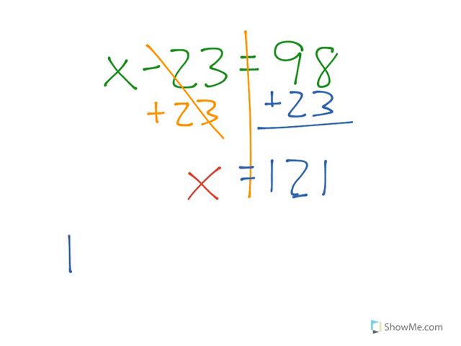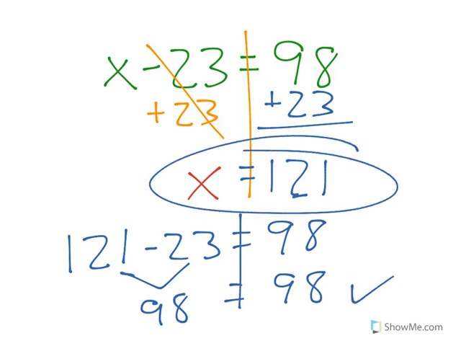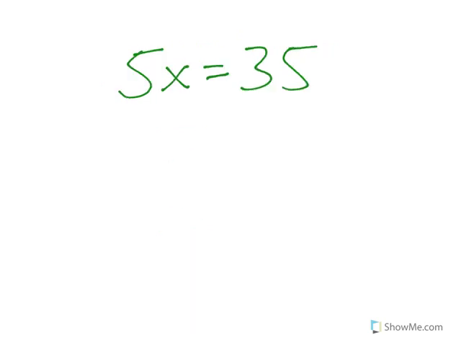Alright, and then I want to go back and double check, so plug it in. 121 minus 23 equals 98. Well, does it in fact equal 98? It does, therefore x does equal 121. Okay?